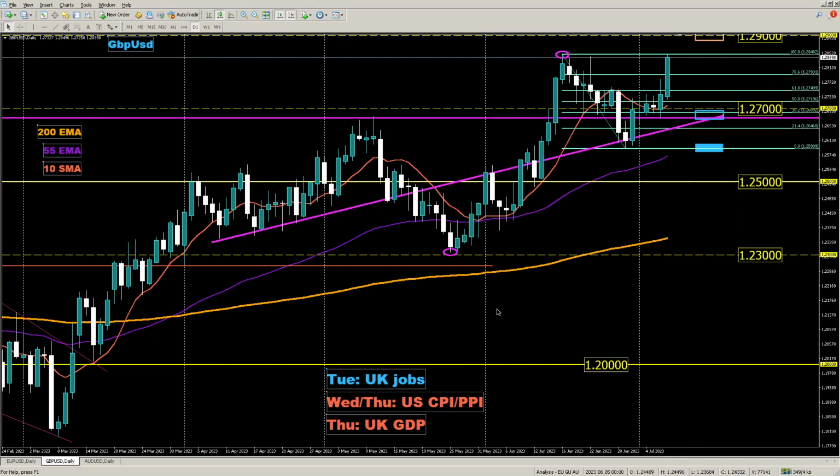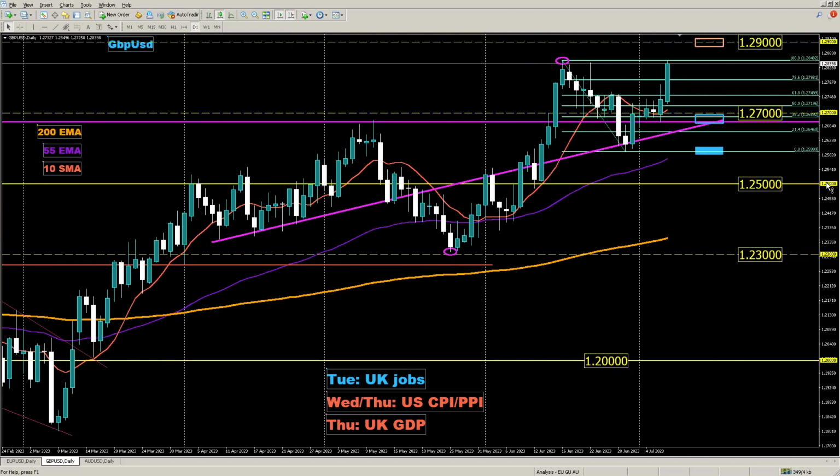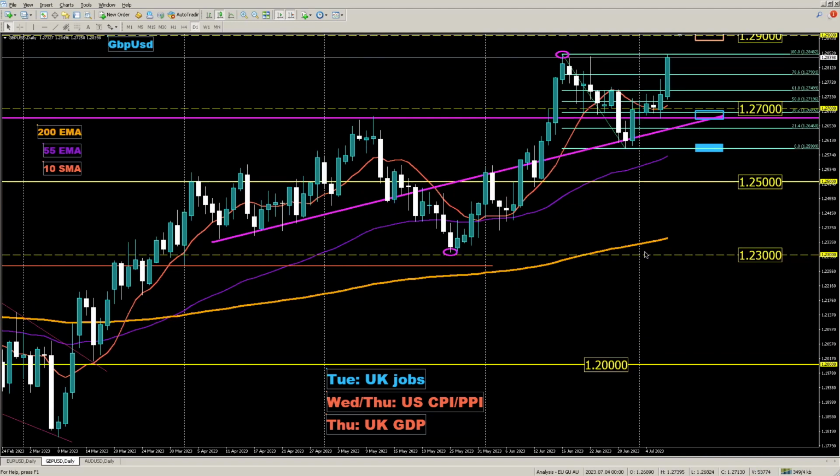Okay, so from the UK, there's a jobs report and a GDP figure, apart from the US CPI and PPI. So let's see whether that will impact the bullish momentum of the cable and all the sterling pairs.